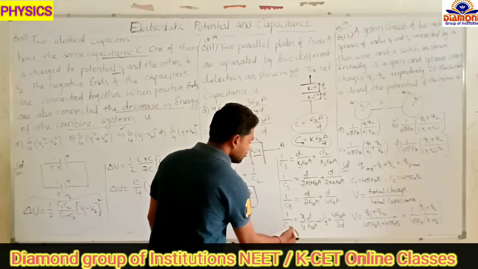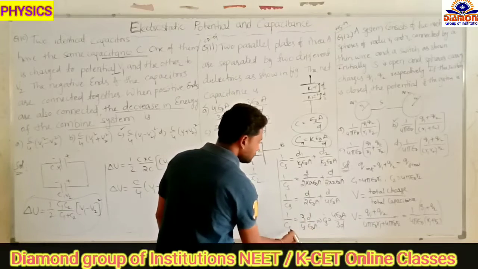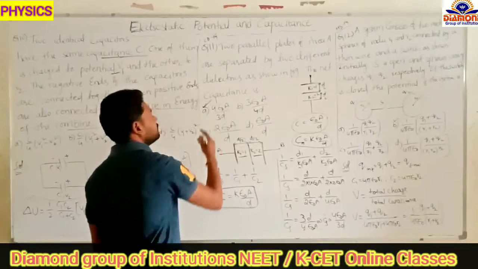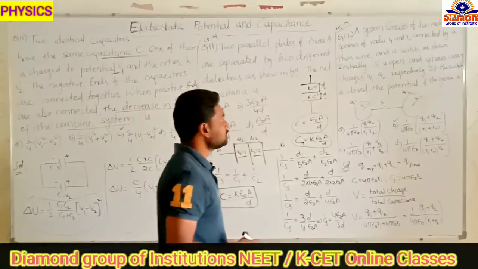So 1 by Cs equals 3D by 4 epsilon naught A. Cs equals the reverse, 4 epsilon naught A by 3D. Like this you have to solve the problems. Okay, next, let us see the next question.